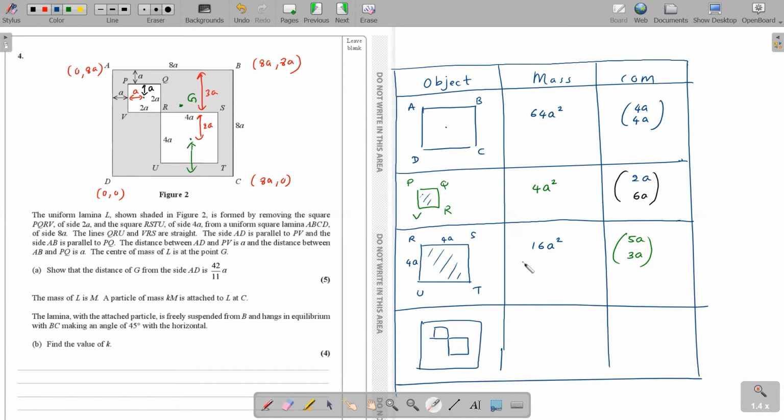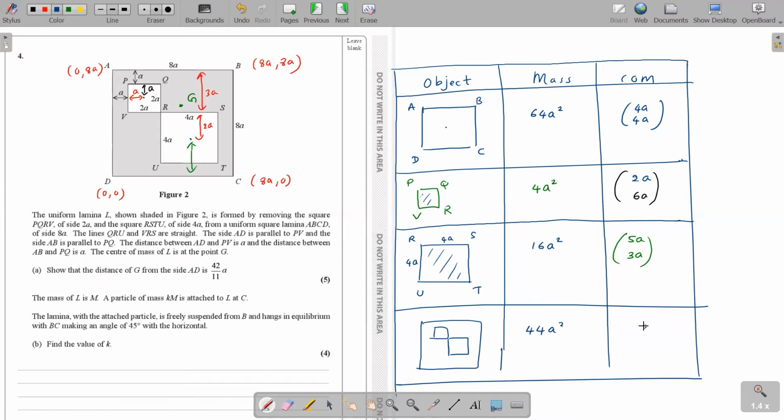The mass of the resulting object: we subtract the 4a square and 16a square from the 64a square. How much is it? 64 minus 4 minus 16 is? How much? 44a square. Is that okay?